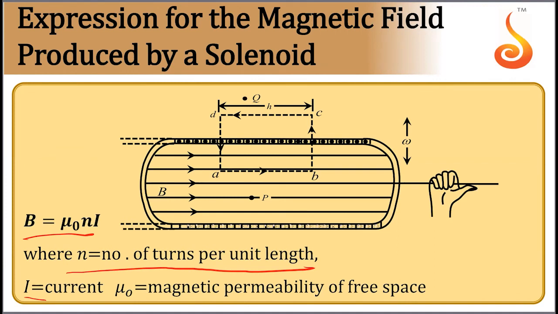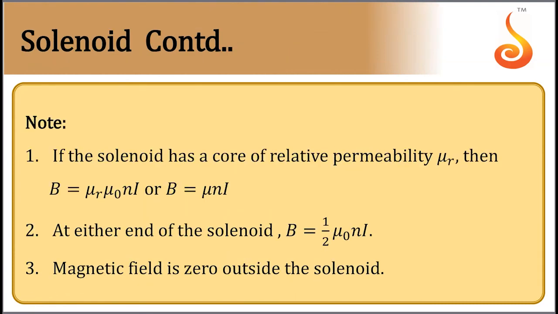Next, if the solenoid has a core of relative permeability mu r, then B is equal to mu r mu naught n I, or mu n I. At either end of the solenoid, the field is half of mu naught n I, and the magnetic field is 0 outside the solenoid. Make a note of it.